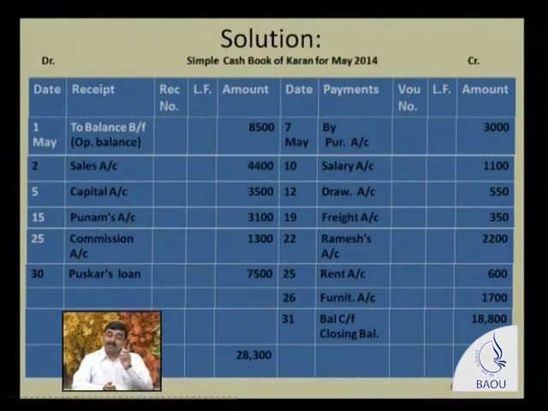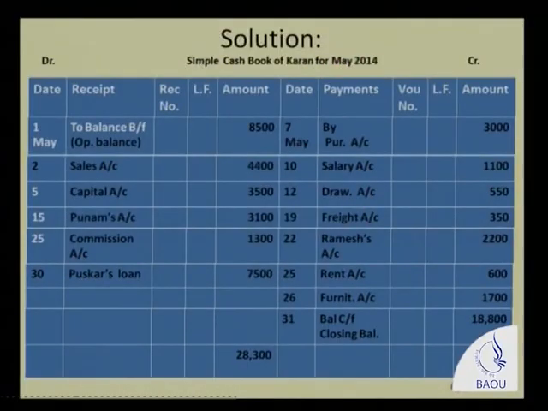As I already mentioned earlier, receipts are always higher than the payments, and that's why the difference comes here, 18,800 rupees for this particular concern. So this is what it is all about a simple cash book where we are preparing only cash transactions and the cash column. This is all about the second part of this particular chapter.